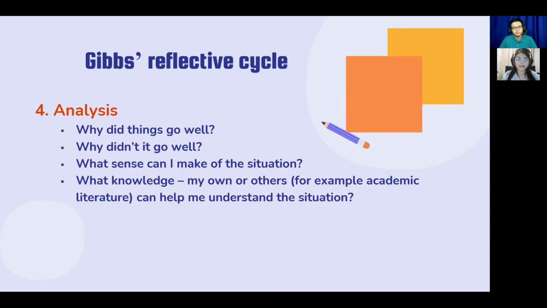These questions refer to literature or research that you can consult in order to make sense of the experience. For example, if you felt the instructions you gave were not clear, you could consult educational research on how to communicate effectively. Talking about instructions, right?